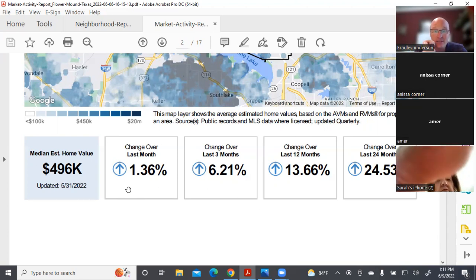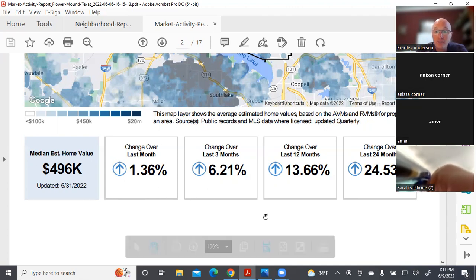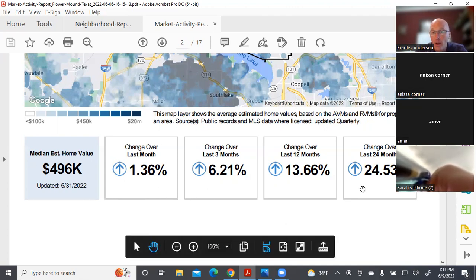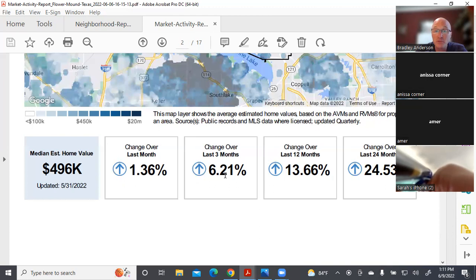So yes, the value has increased in the past 24 months a lot, but 24 months or 1 month does not a trend make. So let's talk about how it's trending. And it's trending down. All right. So it's gone down to 13% the past 12 months, past 3 months, only gone up 6%, only gone up 1% in the past month. So what does that mean?